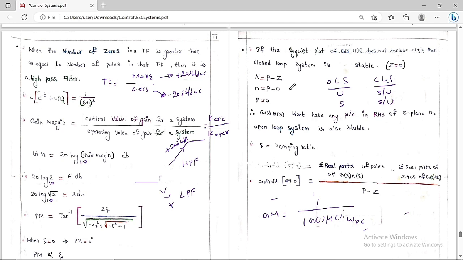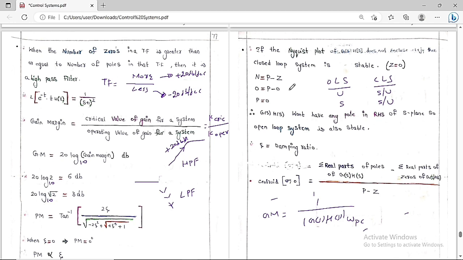P indicates the number of poles of G(s)H(s) which are present in the right half of the s-plane, and Z indicates the number of roots of the characteristic equation which are present in the right half of the s-plane. These things you always have to keep in your mind. So from this we can say both the open loop system and the closed loop system are stable.